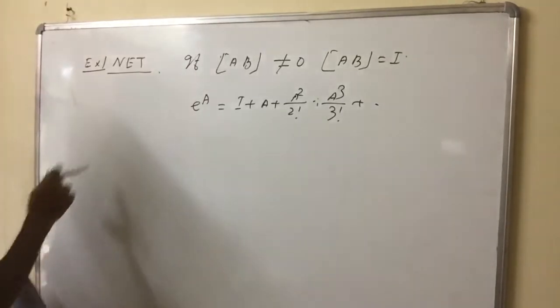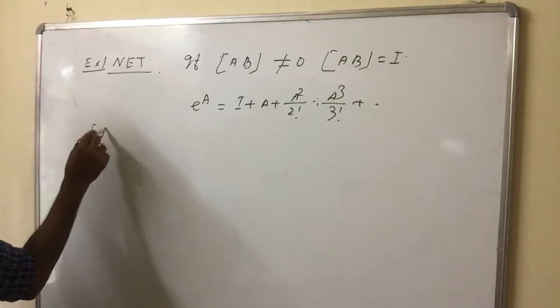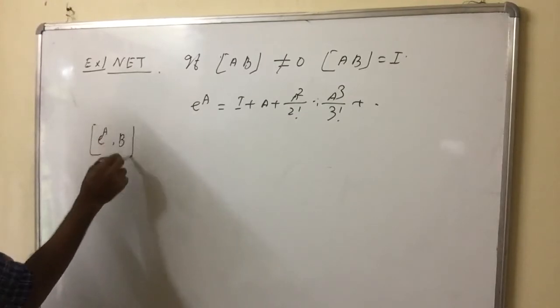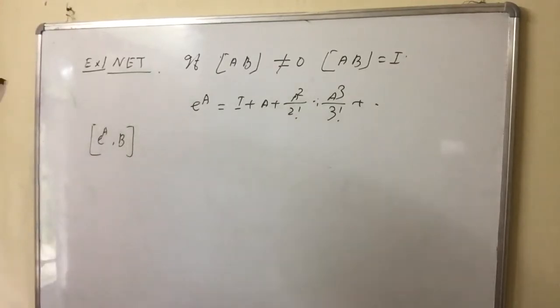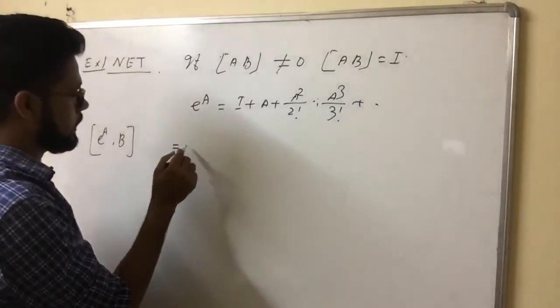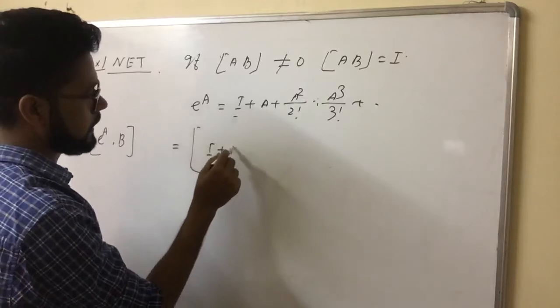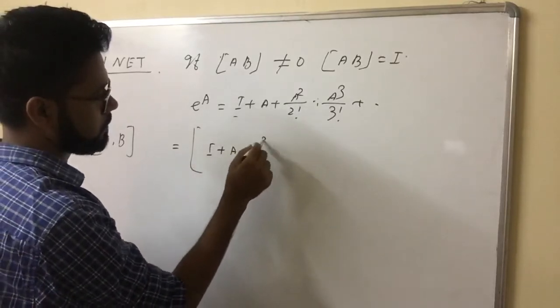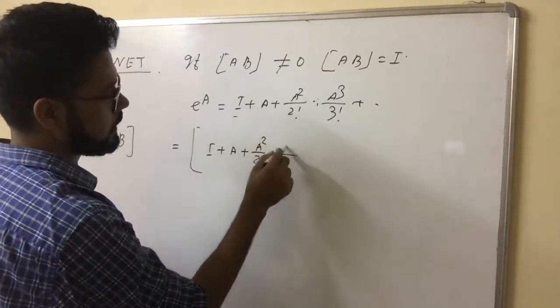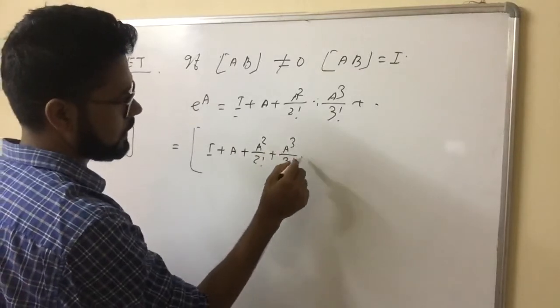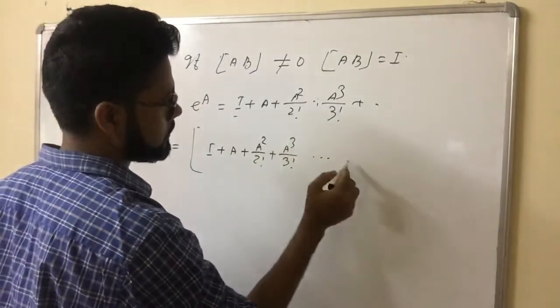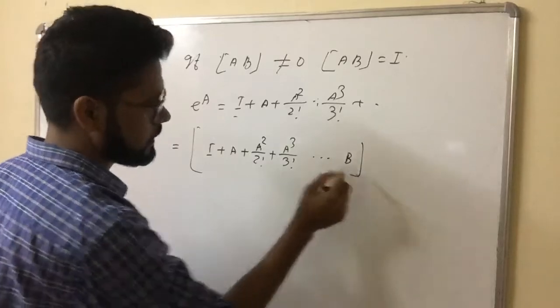So I will put it here on the left-hand side, e to the power A B. We have to find out the value of A. So what will be the value? E to the power A equals, I will expand the exponential form, I plus A square by factorial 2 plus A cube by factorial 3 and so on, into B.